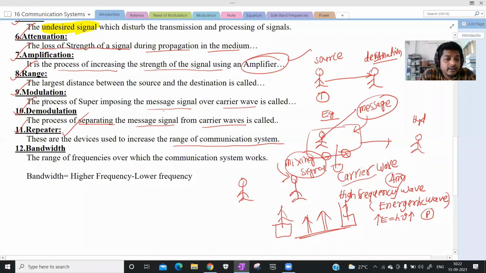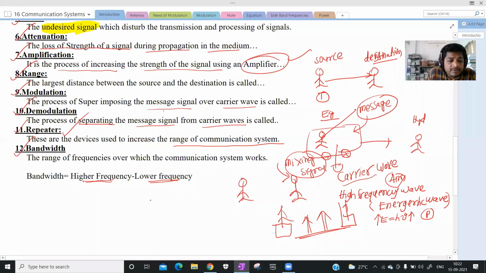Okay. Next, bandwidth, the final definition. What does bandwidth mean? The higher frequency minus the lower frequency is called bandwidth. Or we can say the range of frequencies over which the communication system works.